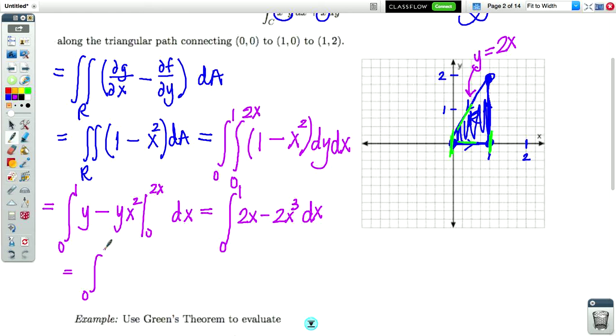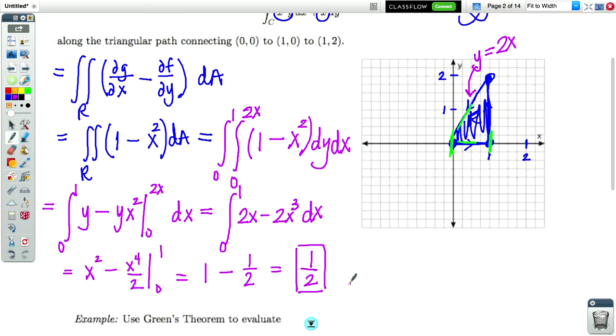So then I'm going to integrate from 0 to 1. 2x integrates to x squared, and 2x cubed integrates to x to the 4th over 2. And I'm going to plug in 0 and 1. 0 kills the whole thing off, so really this just becomes plugging in 1, which is 1 minus 1/2, or 1/2 is the final answer.